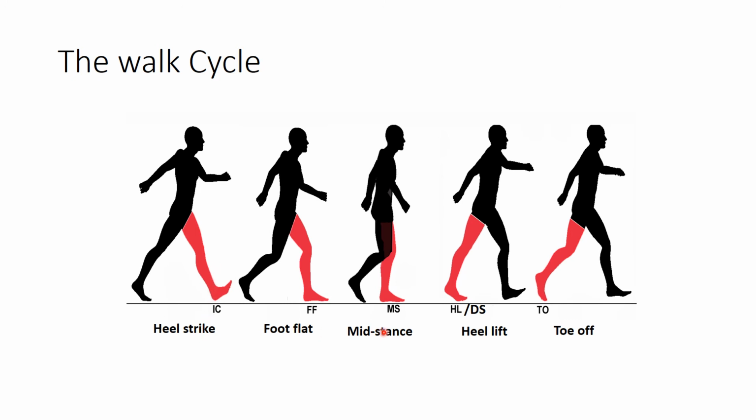Now the stance phase includes these 5 phases, and it starts with the heel strike. When the heel, or the posterior pillar, makes contact with the ground, this is known as the initial contact or the heel strike. Now with the heel strike, the foot is forward and the body is behind.